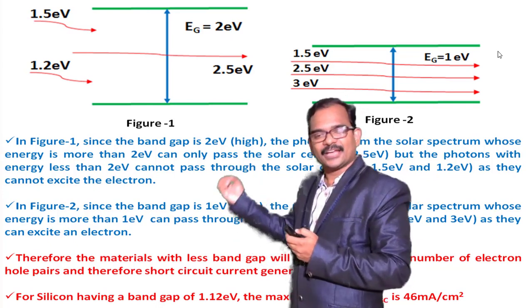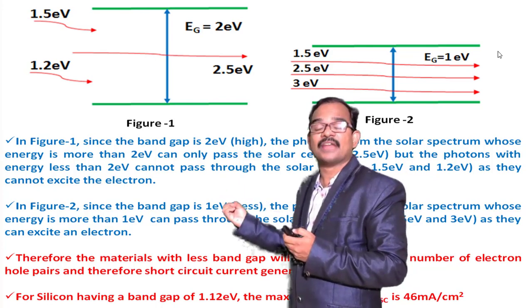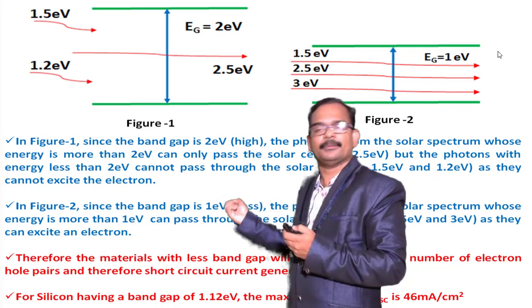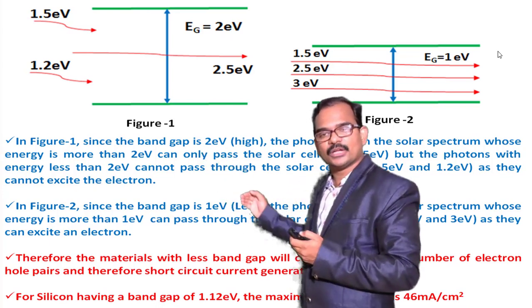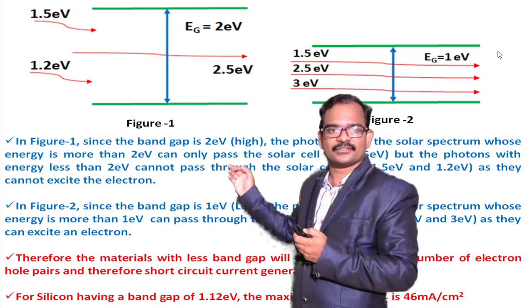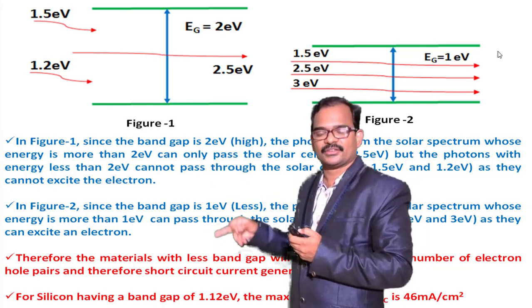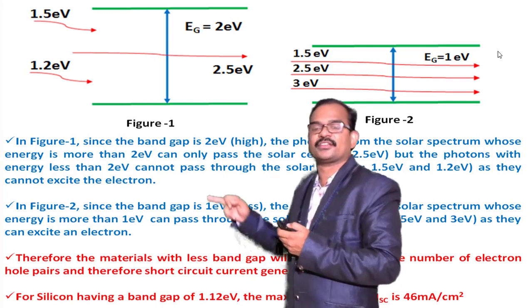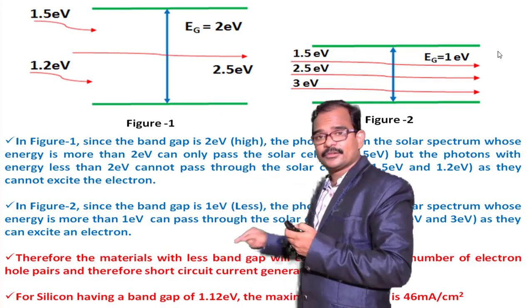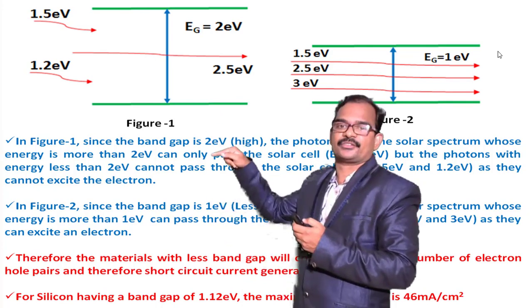That is, as the band gap is less, the short circuit current that can be obtained from a solar cell will be higher. Therefore, the short circuit current is inversely proportional to the band gap. As band gap increases, the short circuit current decreases. As band gap decreases, the short circuit current increases.